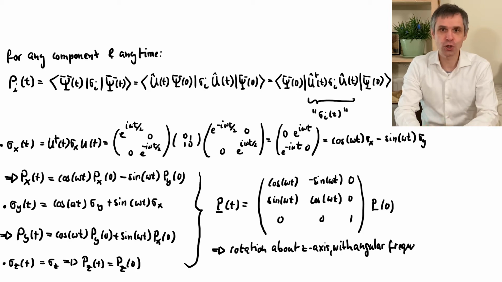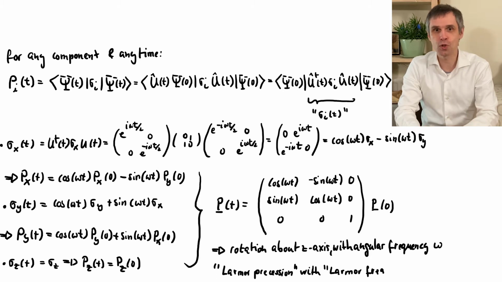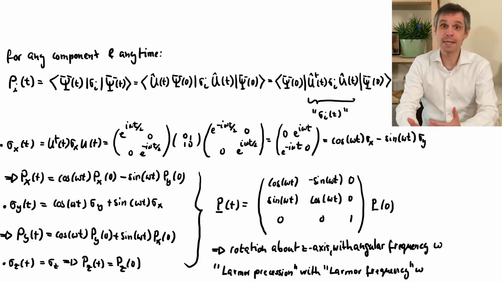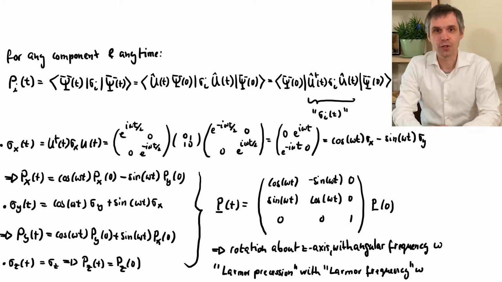This rotational motion of a spin with a stationary Hamiltonian is known as Larmor precession, and the angular frequency is known as the Larmor frequency. It occurs, for instance, when a spin is exposed to a constant magnetic field, which here happens to point into the z direction. So this is the simplest case, but fortunately it already captures the main effects.